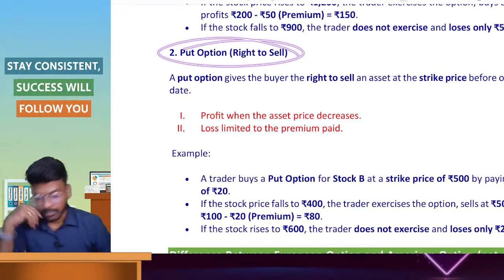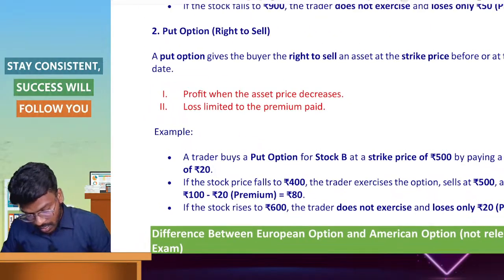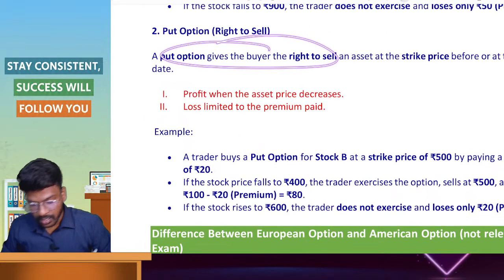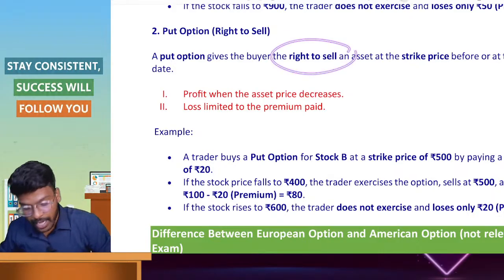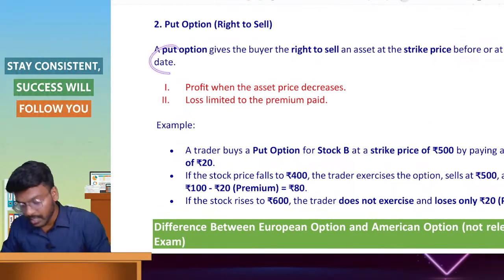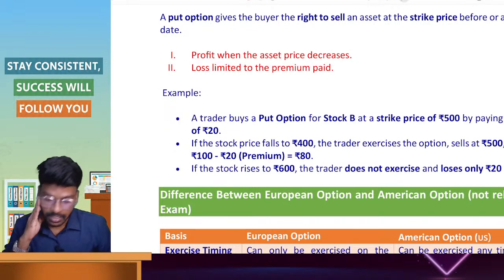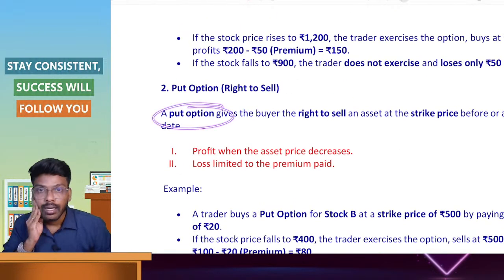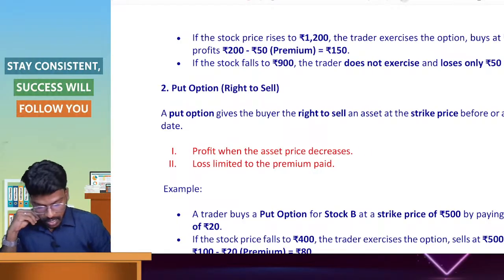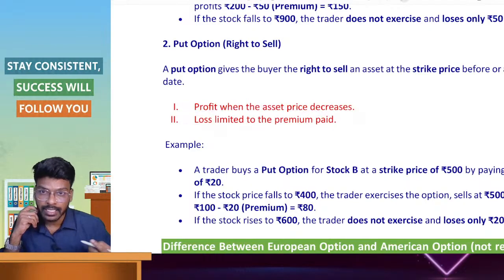In case of a put option, it is the right to sell. A put option gives the buyer the right to sell the asset at a strike price before or at the expiry of the maturity period. Profit when price decreases. In case of a put option, if the price decreases, the trader will get a gain. If the price increases, the trader will not exercise the option.